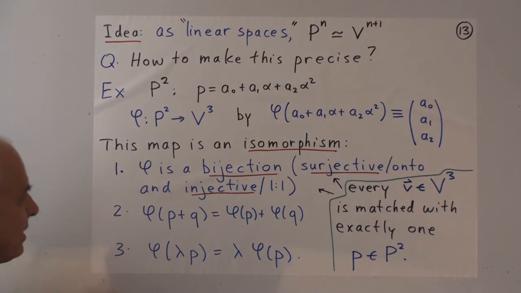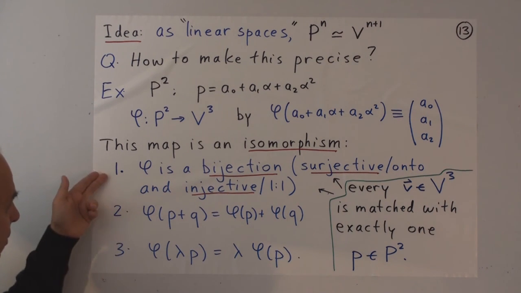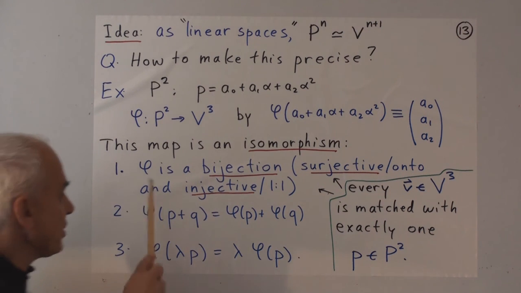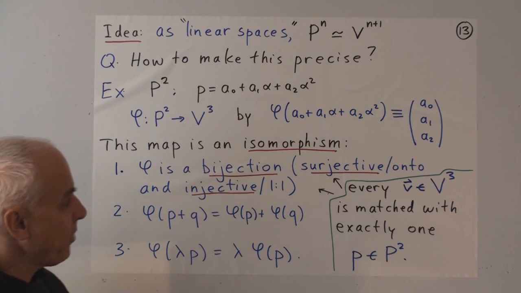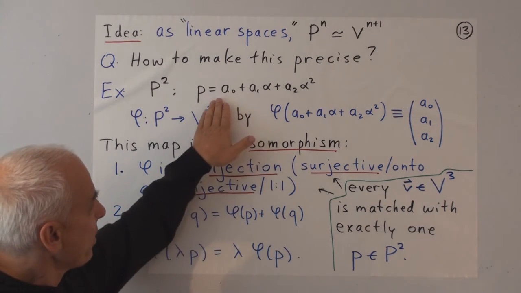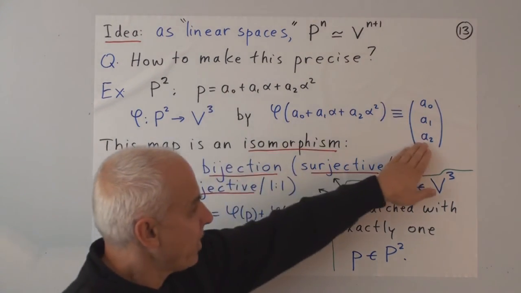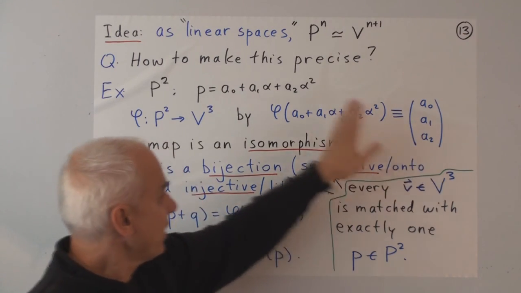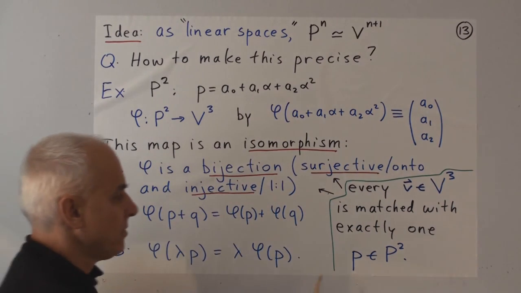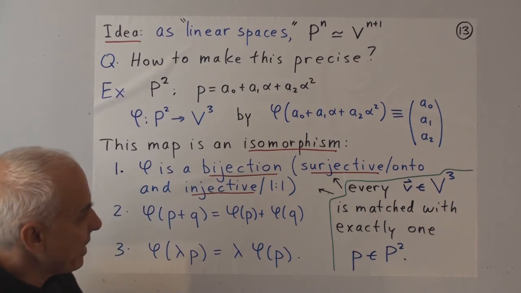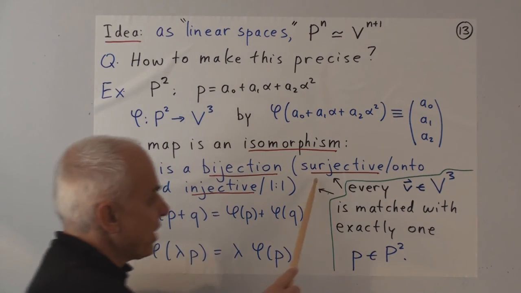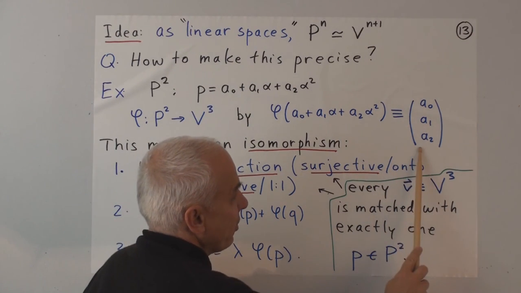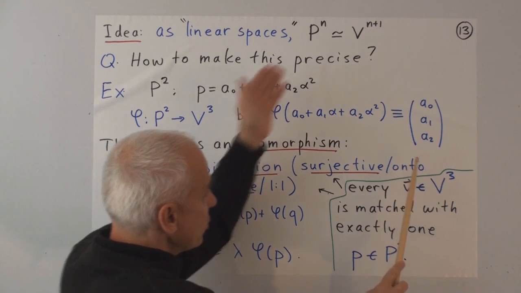So what is the definition of an isomorphism in this case? Well, this map has 3 basic properties. First of all, it's a bijection. Informally, what that means is that every polynomial is matched up with a vector, and every vector is matched up with a polynomial. That's informally what it means. Technically speaking, we have these terms surjective and injective. Surjective means that every vector over here is the image of some polynomial.